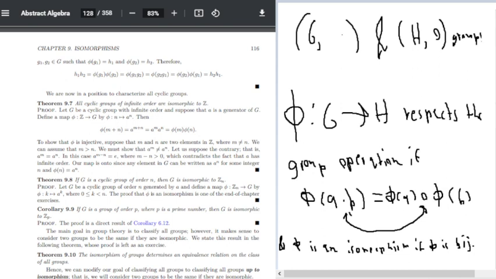Our map is onto, since any element in G can be written as a to the n for some integer n, and phi of n equals a to the n. Now, something really powerful here is that since all infinite cyclic groups are isomorphic to the integers, we have no infinite cyclic group such that the cardinality of that group is greater than the integers.